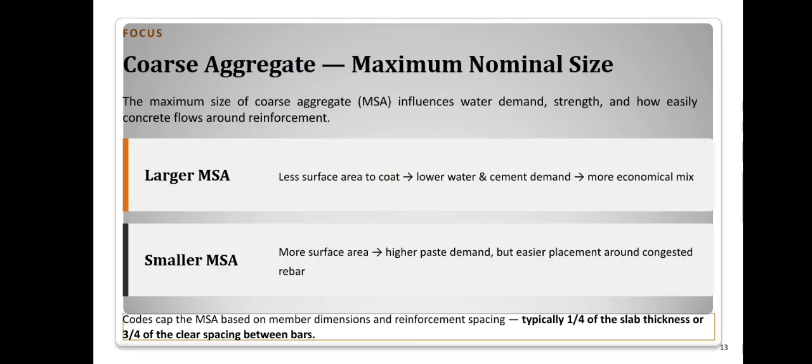The maximum nominal size of the coarse aggregate also affects the concrete properties. Larger aggregates reduce water and cement requirements, making the mix more economical. However, smaller aggregates are preferred in heavily reinforced concrete because they can flow easily between the reinforcement bars.